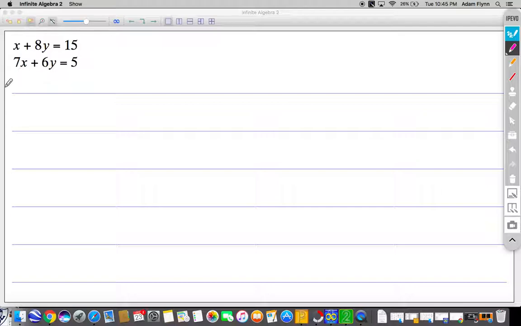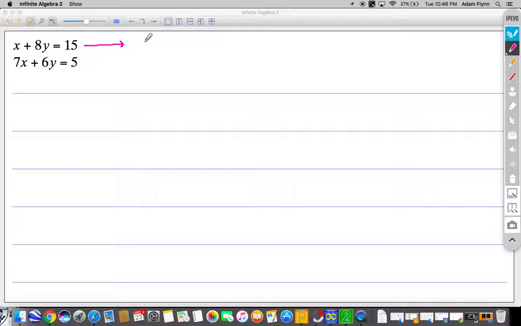So first off, we need to solve for a variable. To make life easy on us, let's see if any of our variables have a coefficient of 1 or negative 1. If they do, that means we most likely will not have to deal with fractions. Taking a look at this top equation, this x has a coefficient of 1. So let's solve for that x.